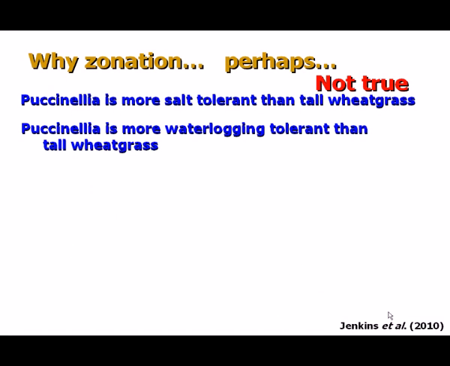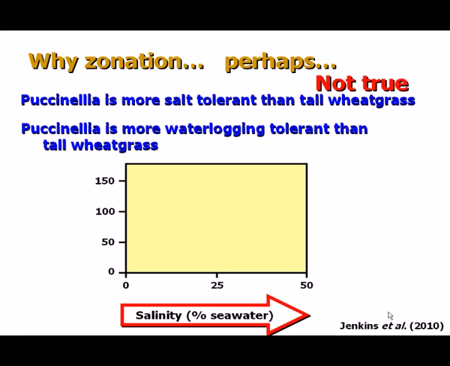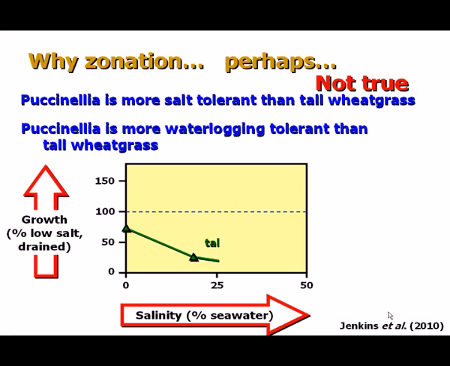There's another possibility. Maybe Puccinellia is more waterlogging tolerant than tall wheatgrass. We're going to do another experiment. This time we're going to grow the plants with waterlogging in this experiment. We've got salinity as percent of seawater on the x-axis, growth as a percent of the low salt drained plants on the y-axis. There's 100%.